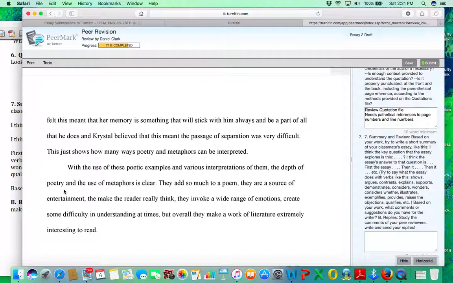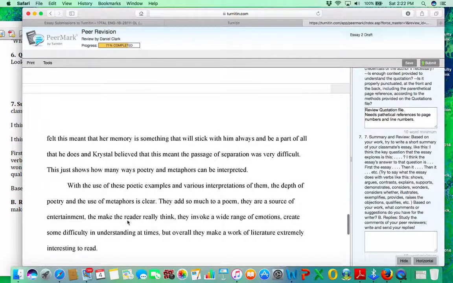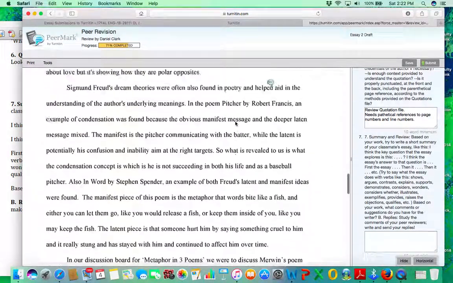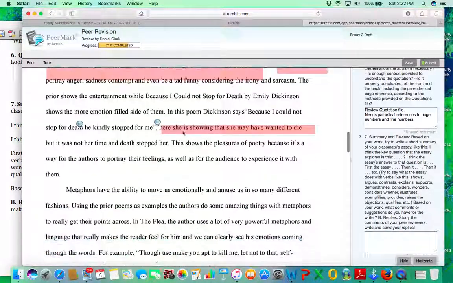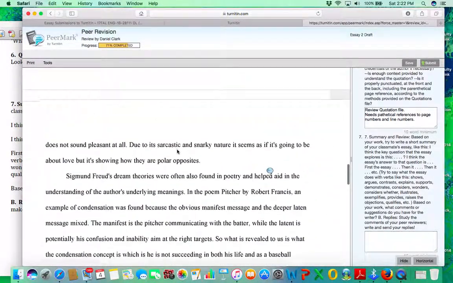Oh no, source of entertainment, emotions, difficulty, interesting. Yeah, see, she kind of sums it all up. So there we could say that's the main idea. And then we could go through each paragraph and see what it does. And we've kind of already done that. This one's about difficulty. This one's about emotion and amusement.